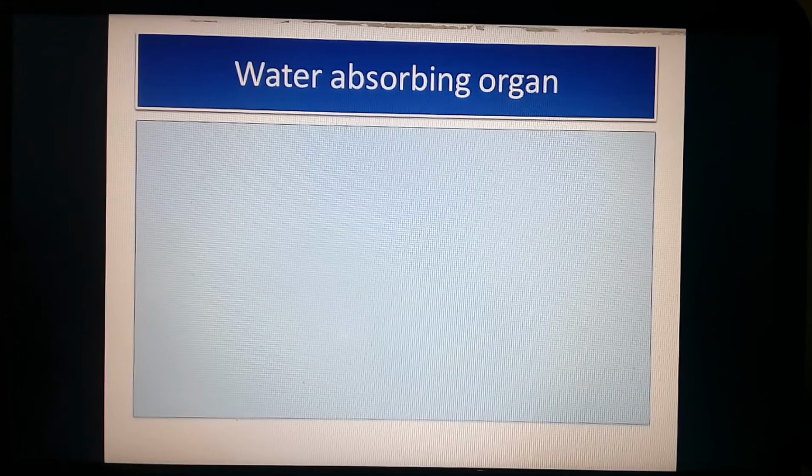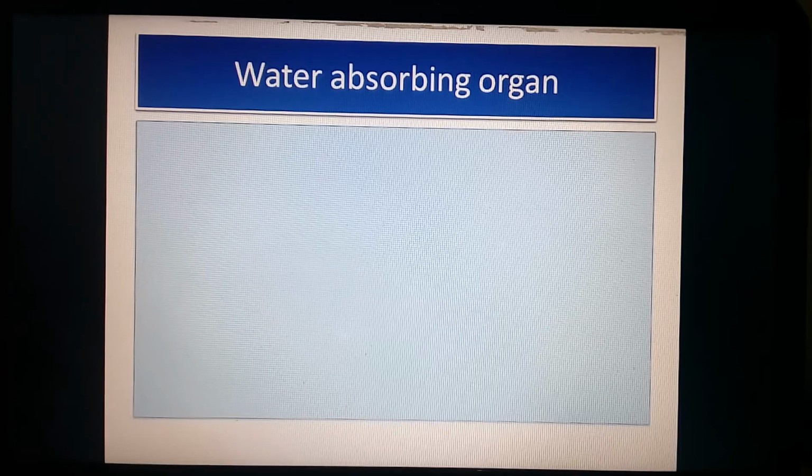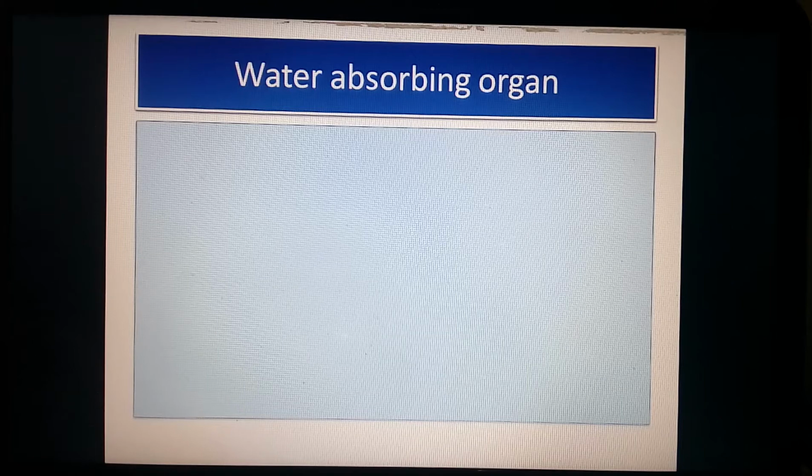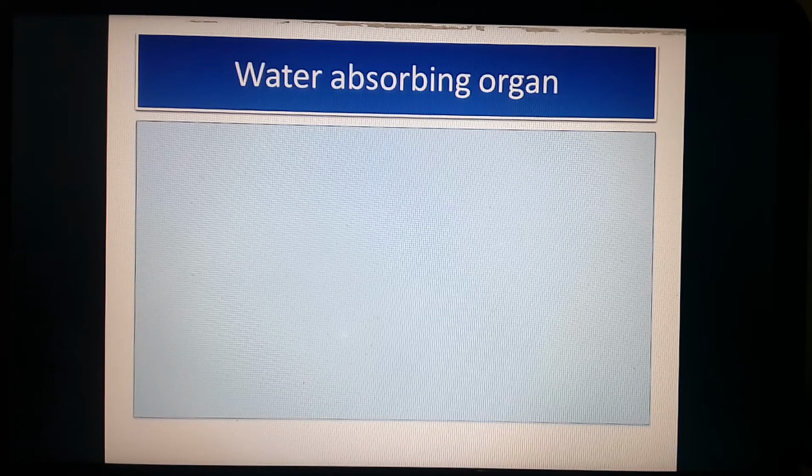Water absorbing organ. In plant water relation up to 8, we have discussed the importance of water in the life of living organisms. Water is considered the elixir of life. Besides that, we have discussed the properties of water, as water shows a high heat of vaporization, high specific heat, high heat of fusion, and high surface area.